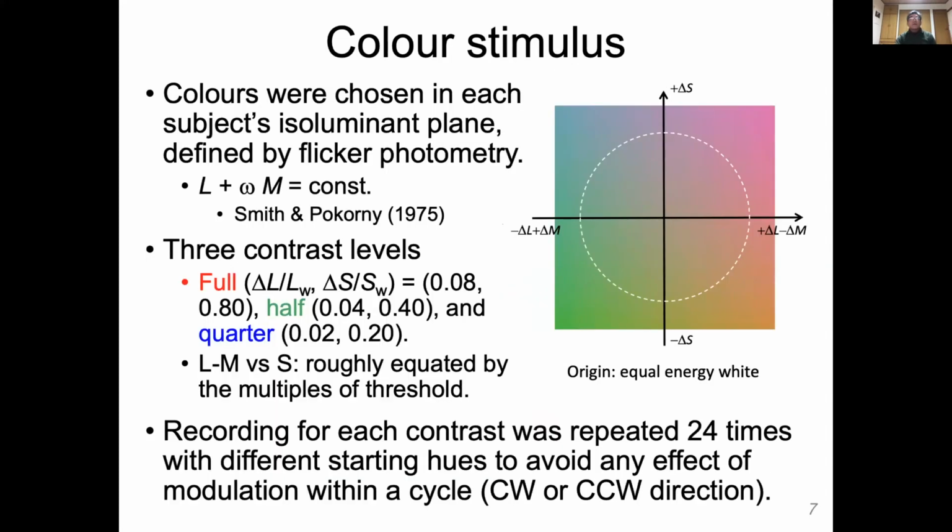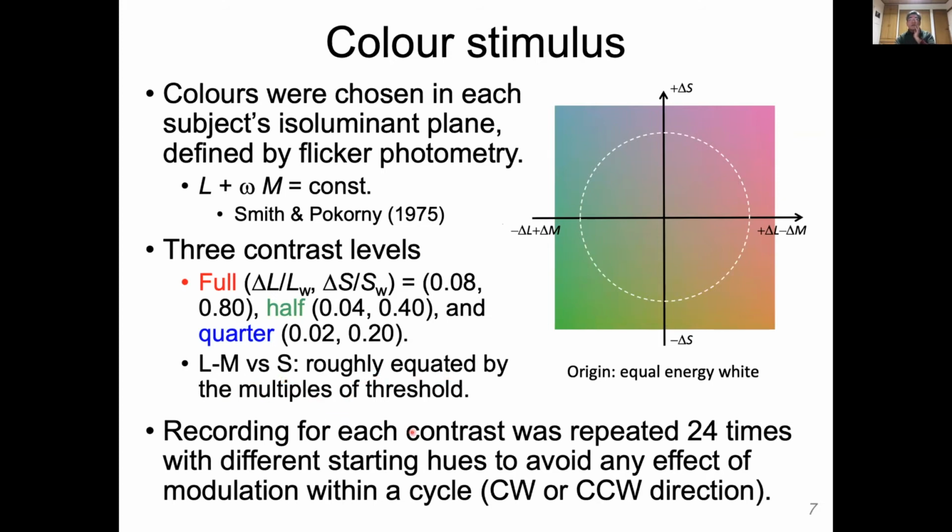The color stimulus was like this. It was defined on the cone opponent space and isochromatic, determined for each subject by flicker photometry. We used three different contrast levels of the hue circle. One is the full contrast condition, which is the maximum extent we can present on our display. The second is half of it in terms of cone contrast with respect to the cone activity for the equal energy white, which is the origin of this space. And the quarter is just a quarter of it. The scales of the LM and S cone axes were roughly equated by multiples of threshold.